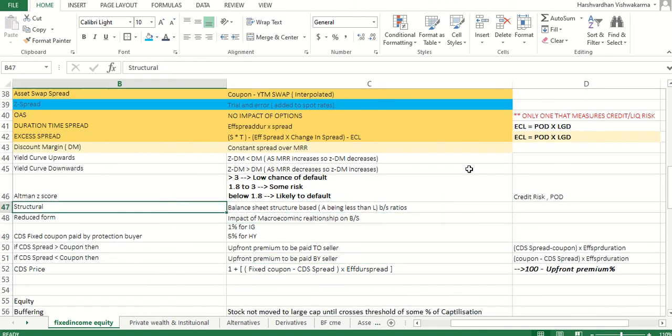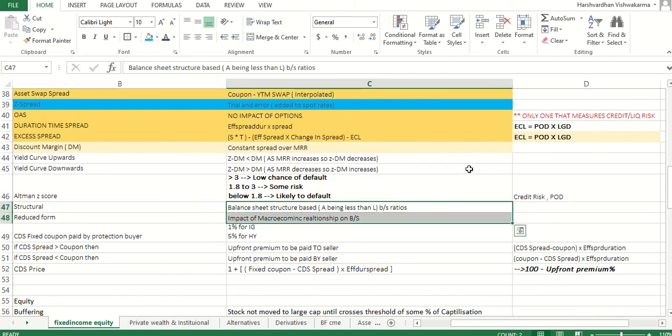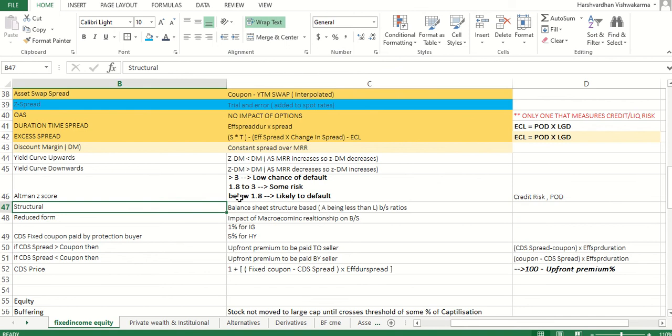Again, we have gone through this in level 2, level 1 again, the structural model and the reduced form model. It is basically used to identify the creditworthiness. Just try to understand it from an exam perspective, because these models need to be studied in detail and the books are not giving that much detail, right?